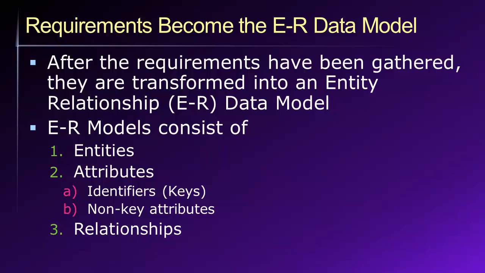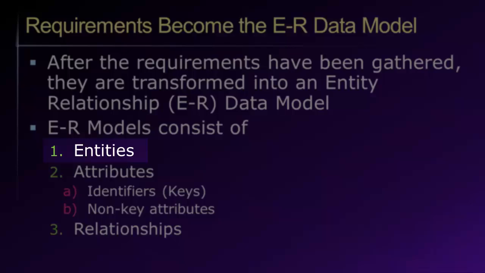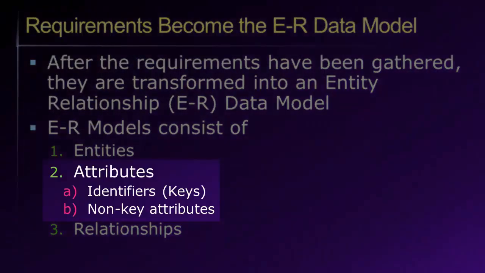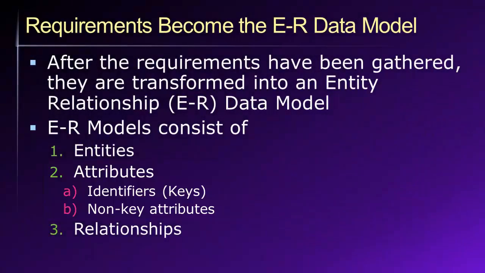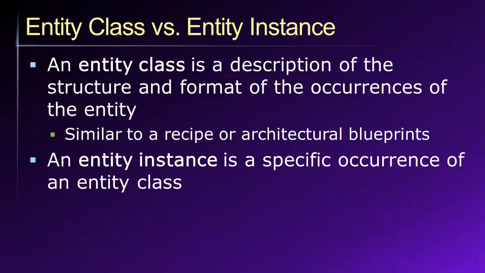These ER models consist of three major graphical components. They are entities, which we have spoken about previously as tables or relations, attributes, for which several different types might exist, including identifiers or keys, and non-key attributes, and our third and final component are relationships. These are relationships between entities.